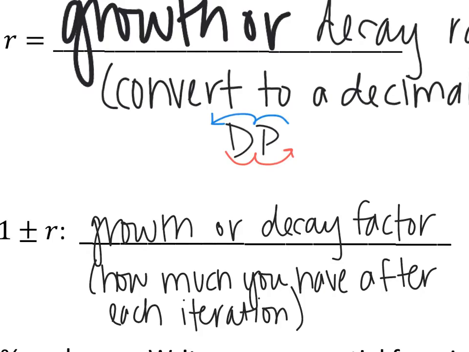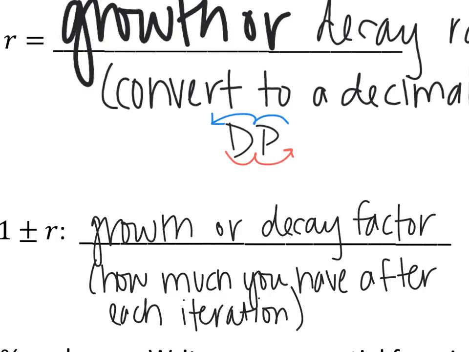So, for example, if you started off with $100 and each month I took away 5%, not $5, I took away 5%. So after the first month, how much money do you have left?